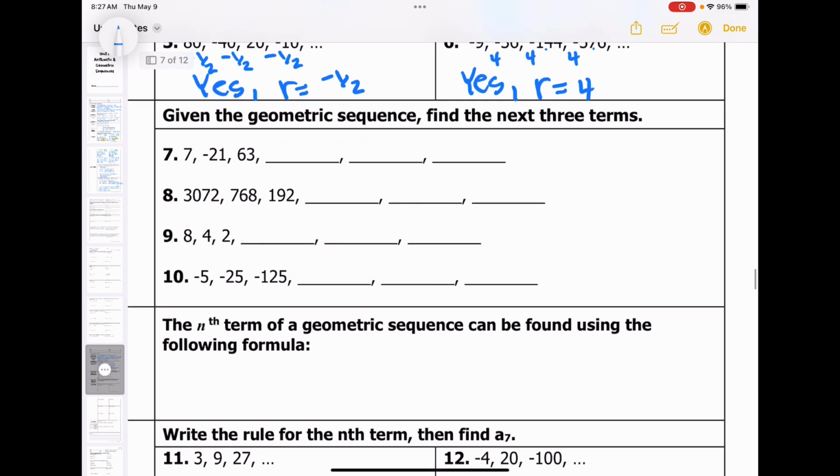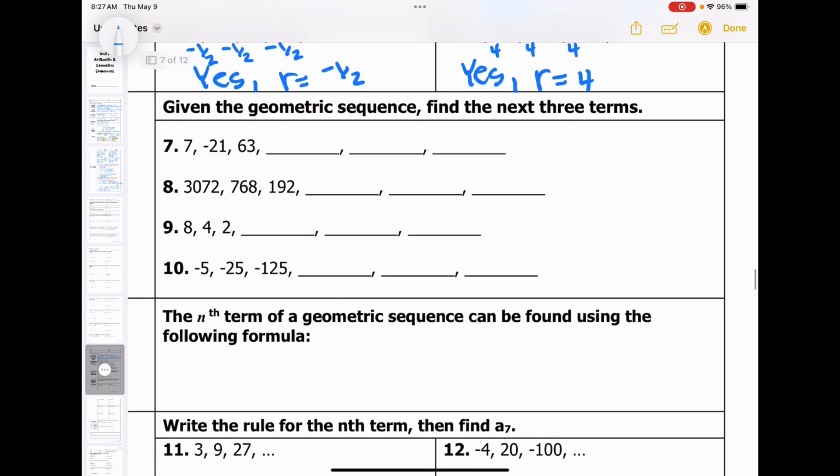All right, now we're going to be continuing geometric sequences. So we're going to be filling in the next 3 terms of this sequence. So we have 7, negative 21, and 63. To find the pattern, I'm going to do 63 divided by negative 21, which gives me negative 3. And then negative 21 divided by 7 is also negative 3. Okay, so that tells me that each time I'm multiplying by negative 3.